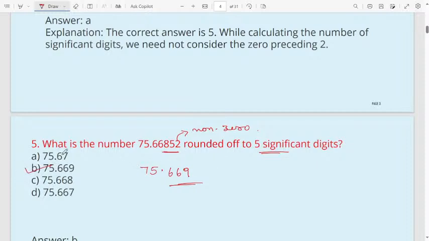75.669. Here they are asking what the number is when rounded off to 5 significant digits. Up to here you don't have confusion. This 852, you have to move to the next number; the second and third numbers also you have to consider. 5 equal to 5 means you had confusion whether you have to move to the next number or not. If this is a 0, then you write the same number, but here you have a non-zero number other than 0, so you can write 75.669.